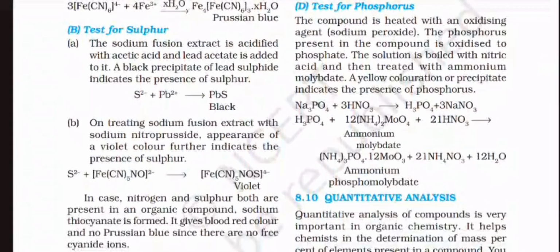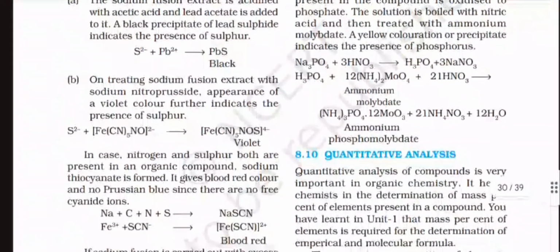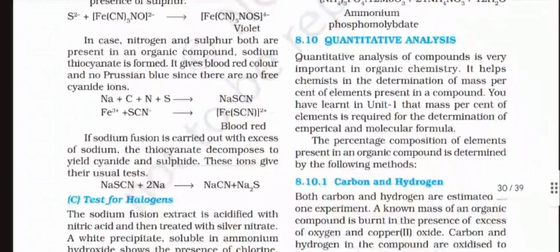Test for phosphorus. The compound is heated with sodium peroxide. The phosphorus present in the compound is oxidized to phosphate. The solution is boiled with nitric acid and then treated with ammonium molybdate. A yellow coloration or precipitate indicates the presence of phosphorus.